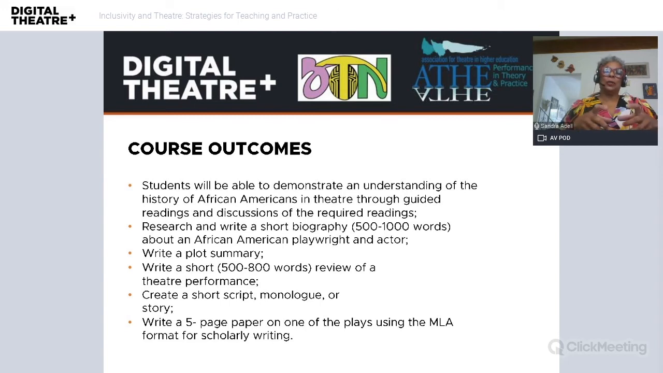And the other point was that they had to look at design. They had to look at acting. The lighting of that show, for example, is phenomenal. I mean, it's filmed in a shipping container. And so among the other things that they had to do was create a short script, a monologue, and then write a 5-page paper.